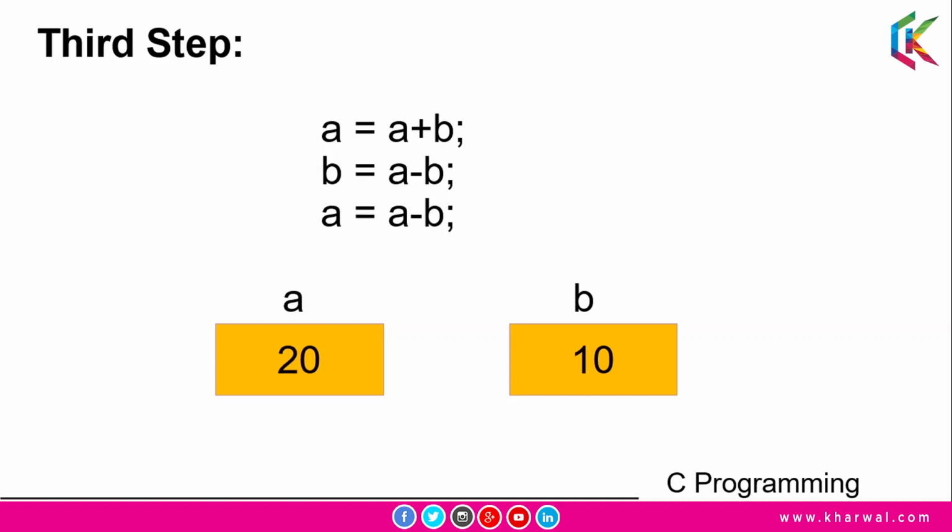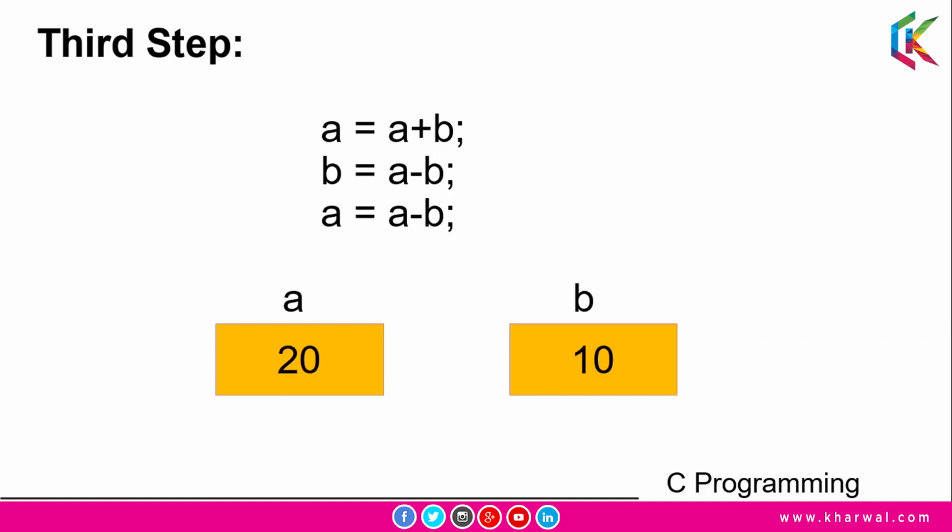Now guys, in the third step, we are executing this third instruction, a equals to a minus b. So the value of a will be 20 and the value of b will be 10. So guys, now we can say that the values of a and b have been exchanged.